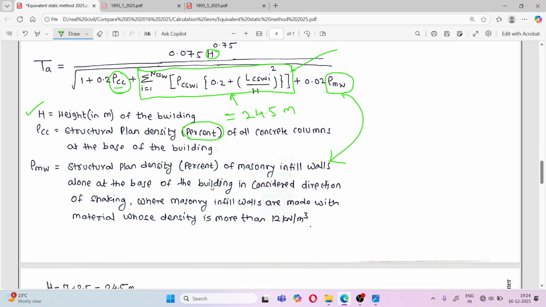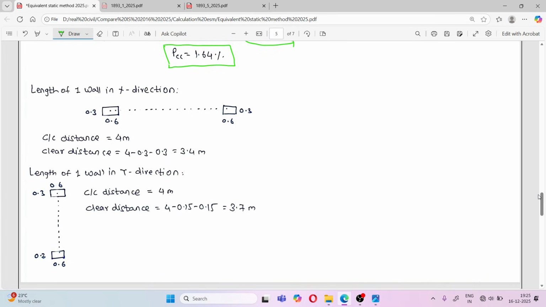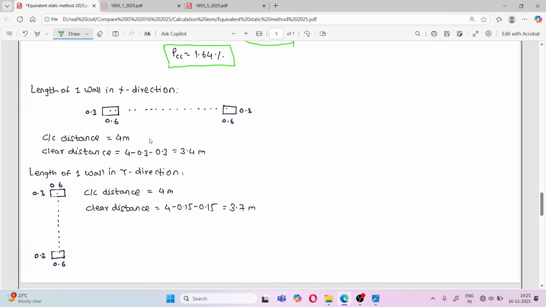Masonry wall alone at the base of the building in the considered direction of shaking, where masonry infill walls are made with material whose density is more than 12 kilonewton per m cube. So in the same way you have to calculate. So I will show you. So this is the plan. In this plan, in external as well as internal bays in X direction, there is a wall in each bay. In the problem it is given the center to center distance is 4 meter.